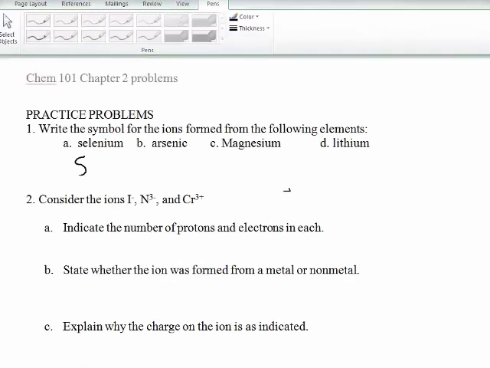So we can write the elemental symbol Se, and remember it gained 2 electrons to become like krypton, so we go 2 minus, because electrons are negatively charged. If we add electrons, we become negatively charged.